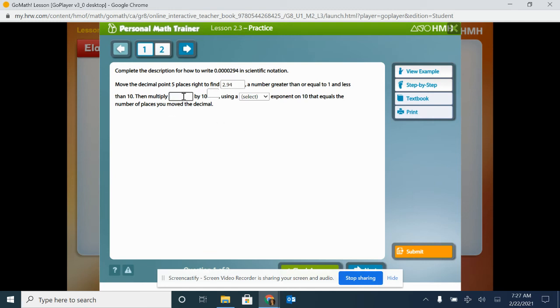Then multiply 2.94 by 10 to the, it's a very tiny number, so my exponent is going to be negative. And since I moved the decimal, how many places? I count from 2 to that decimal where it is. So it's going to be 1, 2, 3, 4, 5. So it's going to be negative 5, using a negative exponent on 10 that equals the number of places you move the decimal. Now, did I have to put the negative? I wonder if I need that negative 5 or just positive 5. Well, I'm going to check it first. Well done. Yay, I didn't need to put that negative right there.